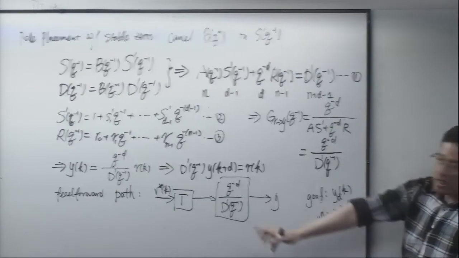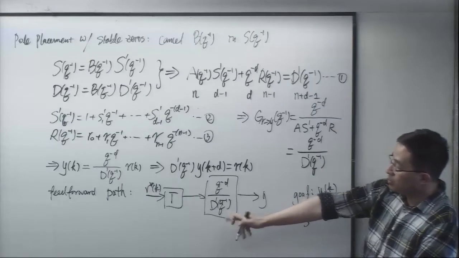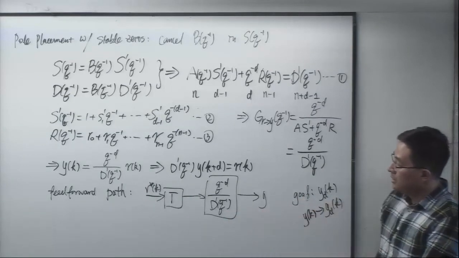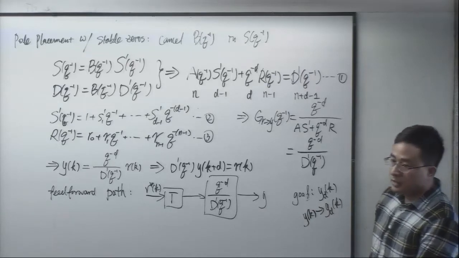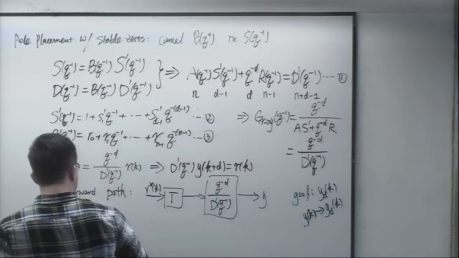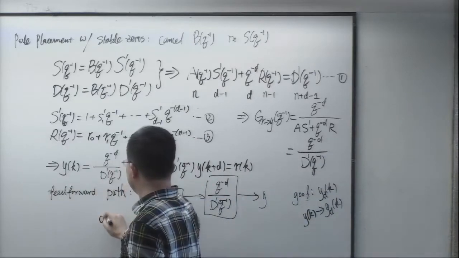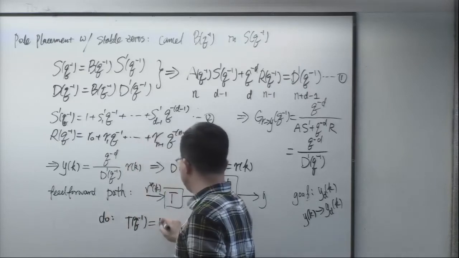We know D prime, this is stable, all right? So what would be some very simple design to simplify the whole thing? If it's stable, then we can cancel. So let's design T to be D prime.